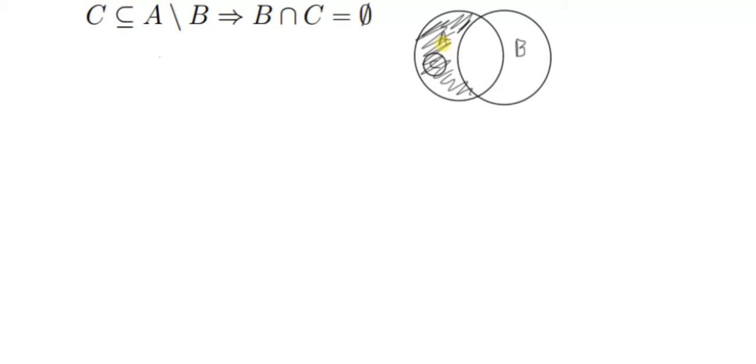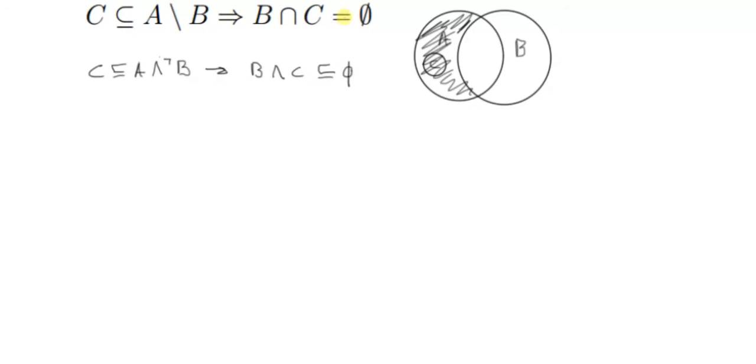I'm going to skip a lot of the little things, such as writing out X is an element of A and that, and I'm just going to keep everything in capital letters and just go through it real quick. Okay, so we'll rewrite this. C is a subset of A and not B implies B and C is a subset of phi.